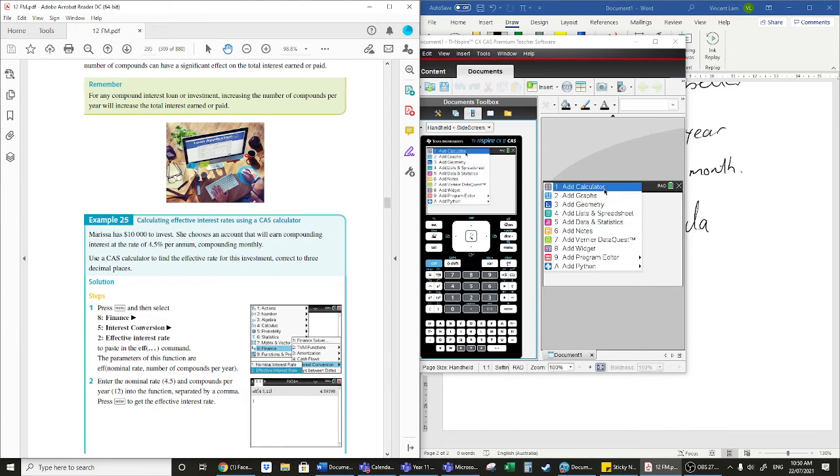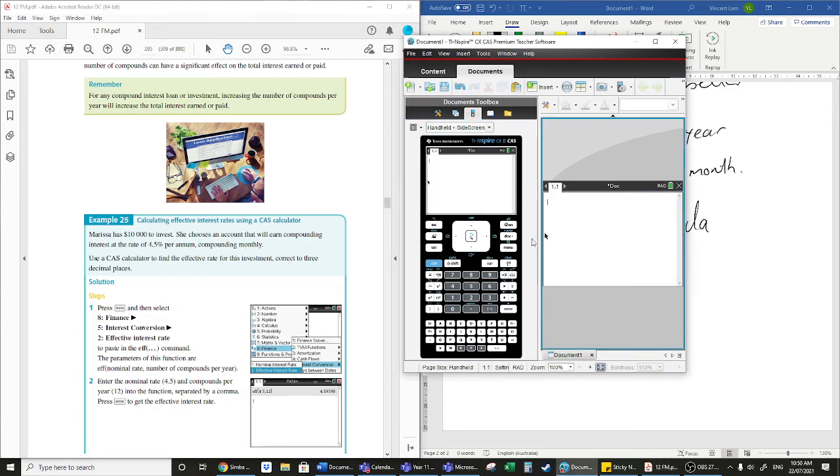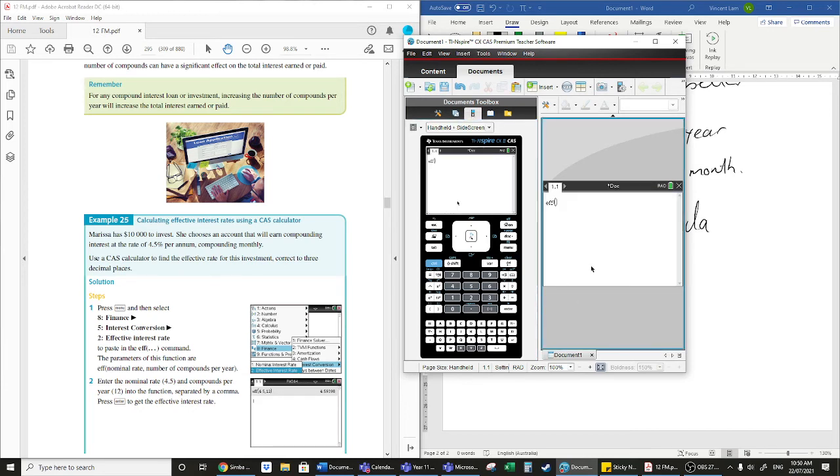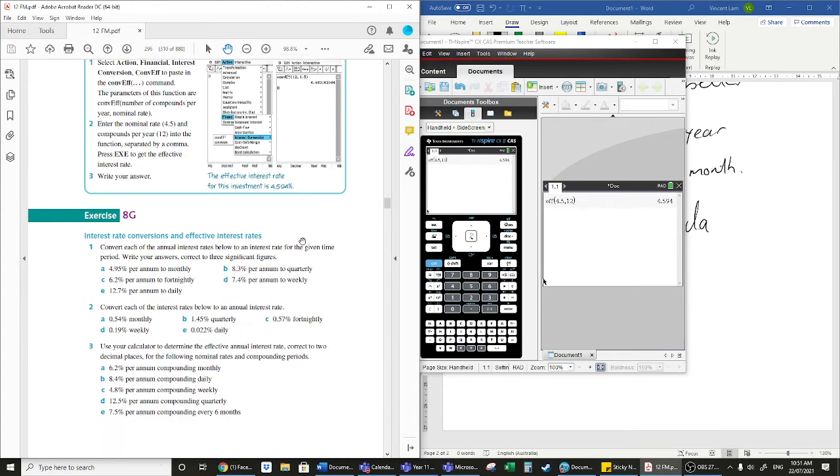Okay, so you go to calculator, you look at what they've done, which is menu, finance, interest conversion, and effective interest rate. And here you can type 4.5 comma 12 and hit enter, and there it is. So the effective interest rate is 4.594, and that's it. Make sure you can round to 3 decimal places. We've gone through that already.